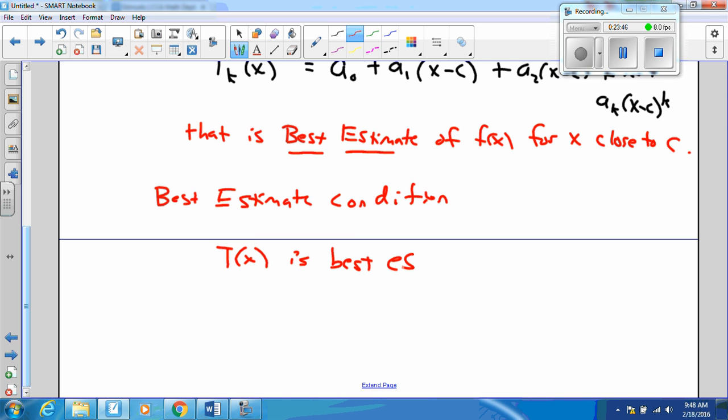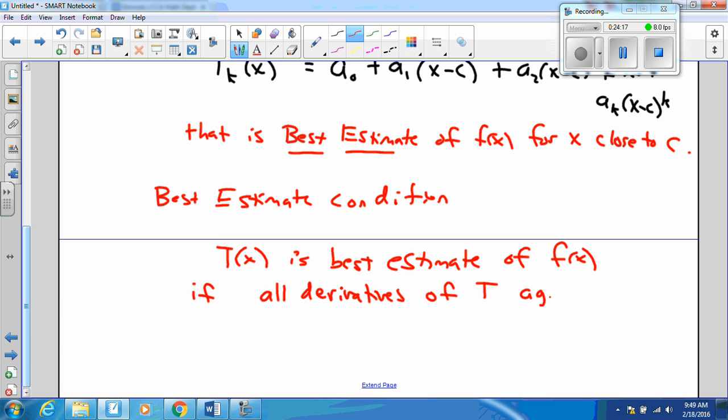We're going to say that T of x is the best estimate of f of x if all of the derivatives up to k, the kth derivative, if all the derivatives of T, starting with the 0th derivative, which is the function itself, up through the kth derivative, agree with all the derivatives of f of x.